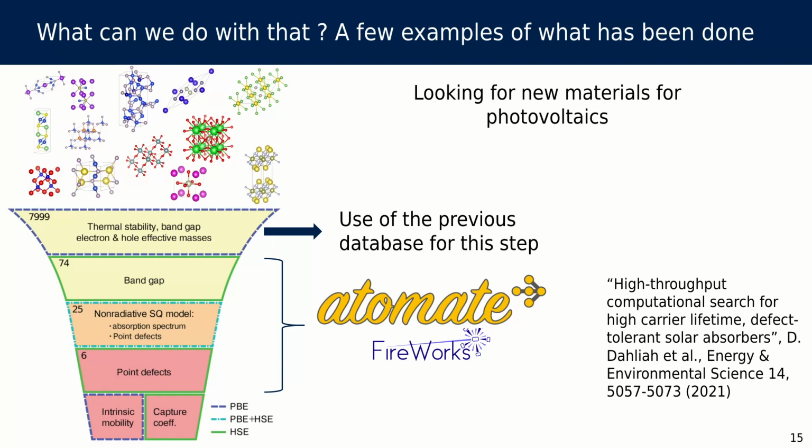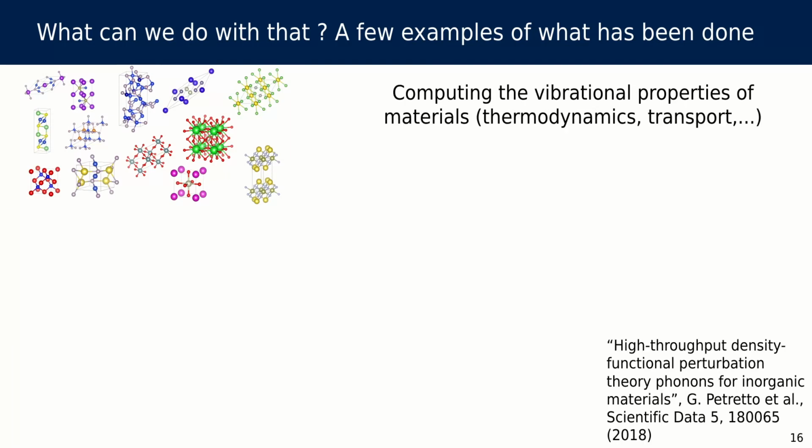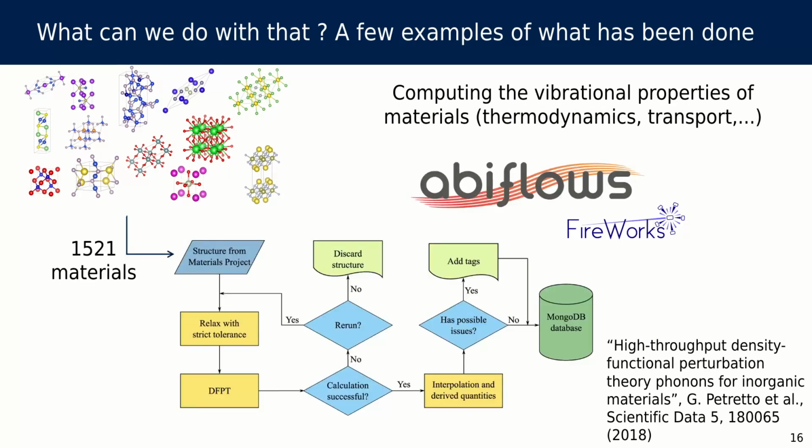A third example was the characterization of the vibrational properties of materials that can then be used to describe the thermodynamics of the system, to better describe the transport and so on. So these are heavier computations than the first one, where we had 50,000 materials. So here it's 1,500, which is actually a lot considering that these are much more involved computations. So you can see the workflow is much more complex.